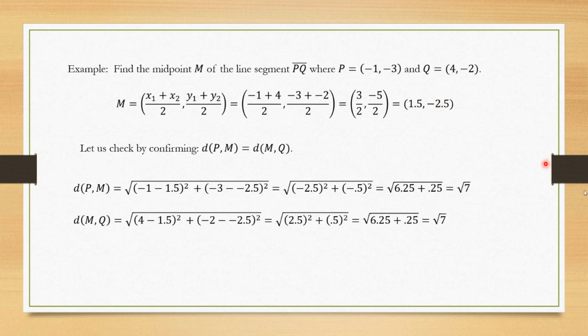This part we don't have to do unless I ask you to, but I felt better doing it. I figured it's good practice with the distance formula. But hopefully you can see that, at least distance-wise, M is the midpoint. Normally, again, you would have to check that M is actually on that line segment from P to Q. We'll see that shortly, though.